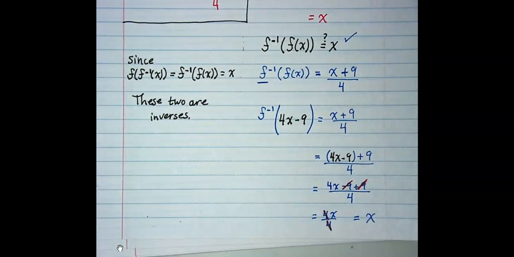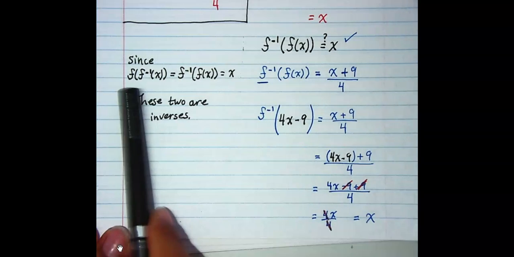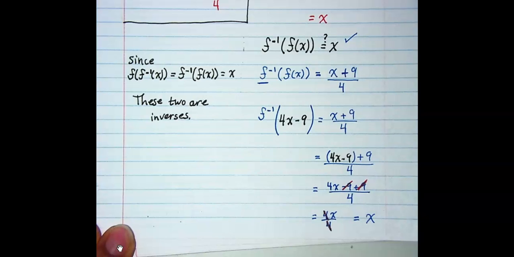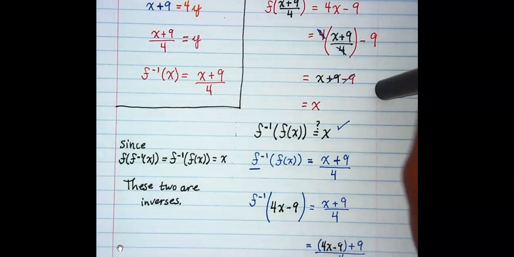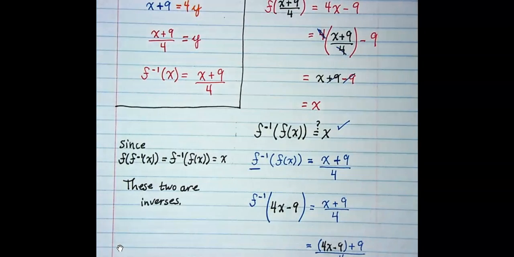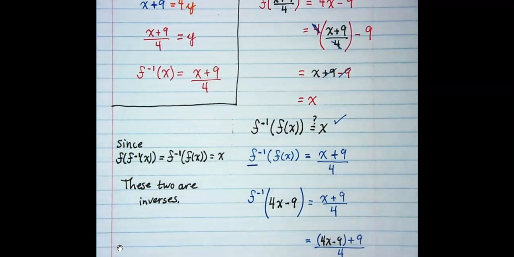You're going to do this every time when they ask you to verify. You have to do both of them, this side and that side, and they both have to equal x. If one of them doesn't equal x, you stop there and say, nope, it's not inverses, we're done. If you get x on the first part but not on the second, you stop there and say that does not equal x. That's the whole part about trying to verify.